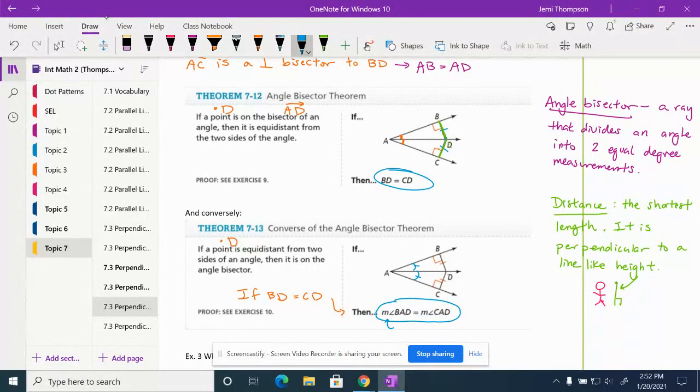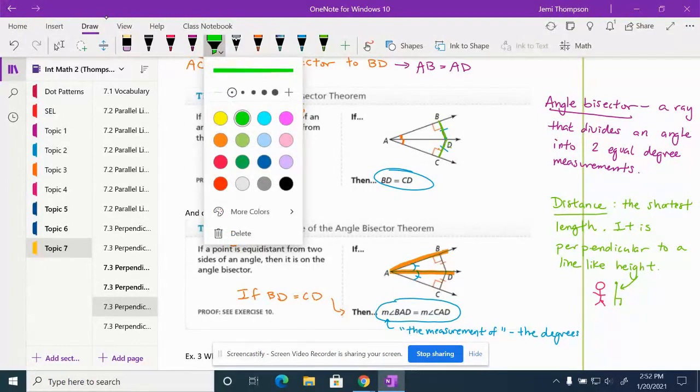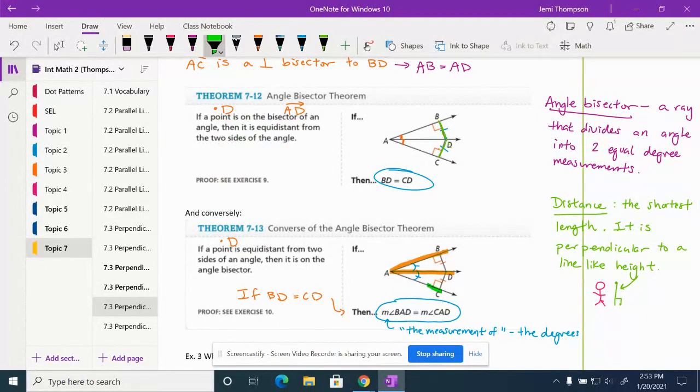This M in front of the angle means the measurement of, and it's talking about the degrees. So the measurement of angle BAD, I'm going to walk you through that and highlight that. The measurement of angle BAD, so you can see that angle highlighted there, is equal to the measurement of angle CAD.